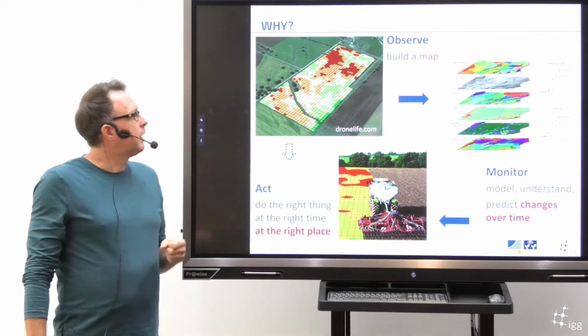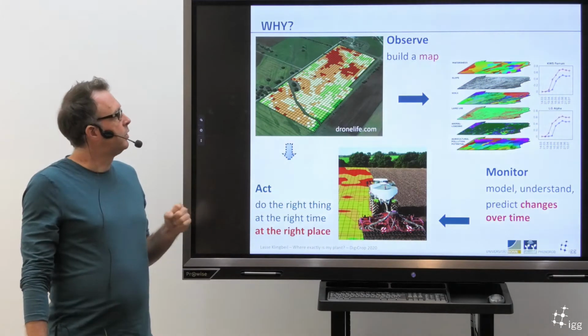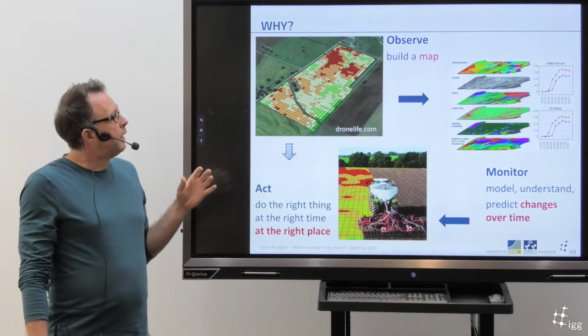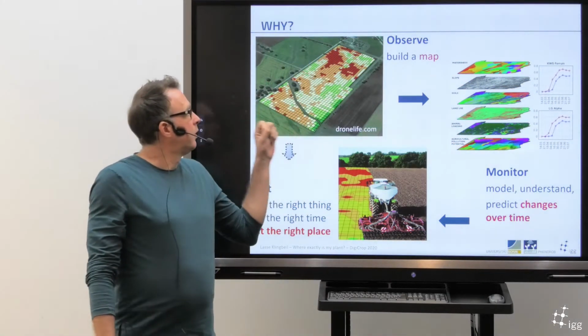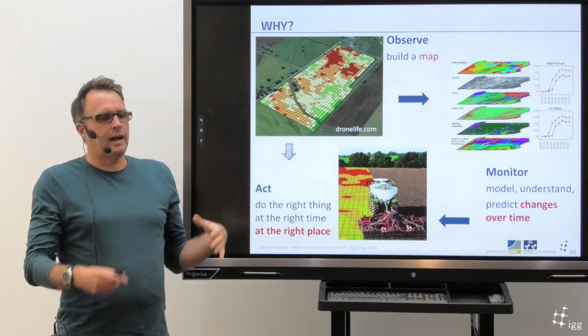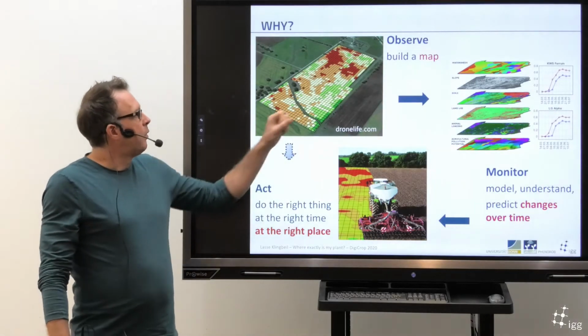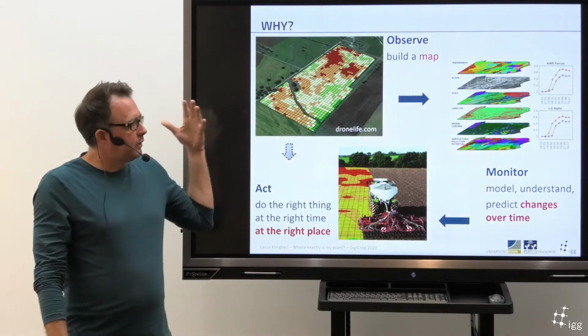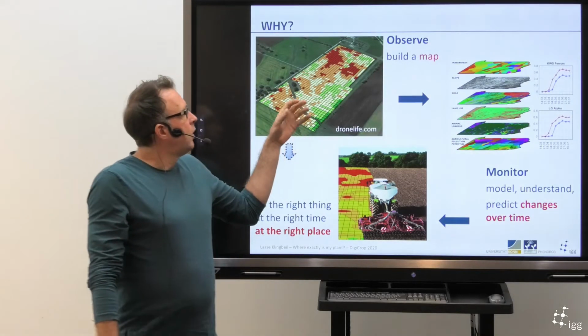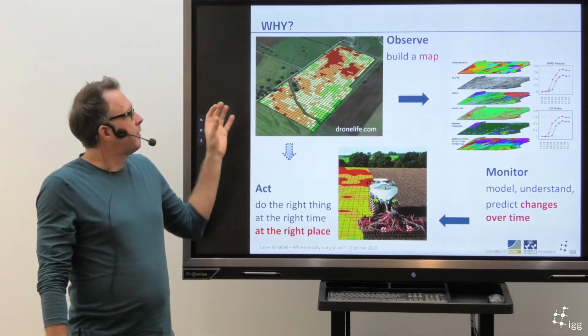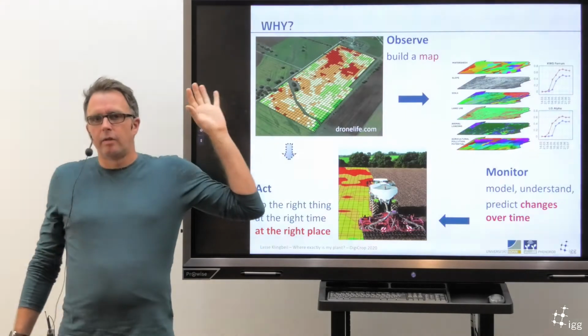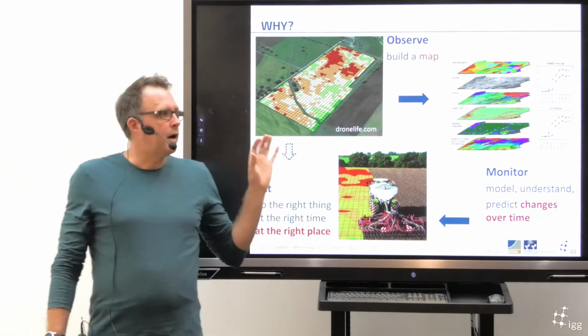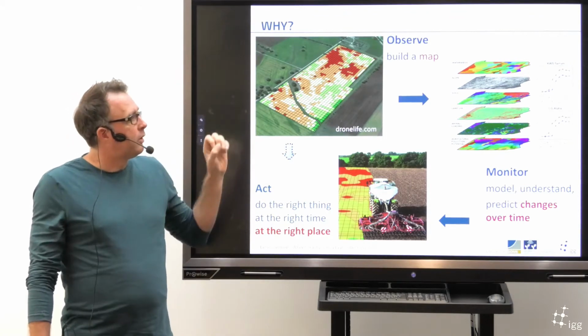In precision agriculture, there are three main things that we have to do. The first thing is building a map. So assess the current status of the crop, of the field, about the status of the soil or the plant height or anything like that. So I need to assess the current status of the field.